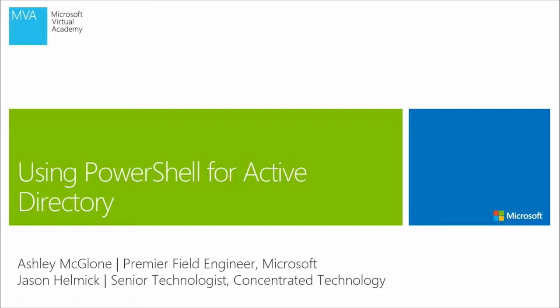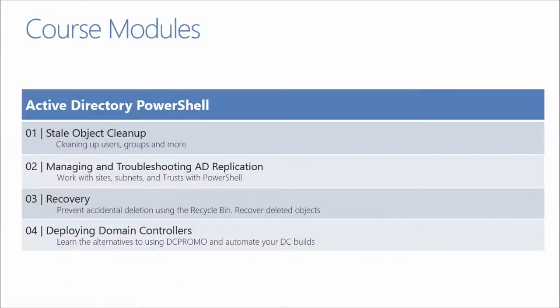We're back talking about much more information. So let me show you what we're going to be doing in PowerShell for Active Directory. We're going to talk about stale object cleanup: objects that you don't want out there anymore, like users and groups. We're also going to look at managing and troubleshooting AD replication. You might have been using RepAdmin before, but now we have PowerShell. One of the most important topics is recovery. Do you have your recycle bin turned on? We're going to take a look at doing some recovery. And one of my favorite things that Ashley's going to do is deployment of some domain controllers the new way, because wave goodbye to DCPromo.